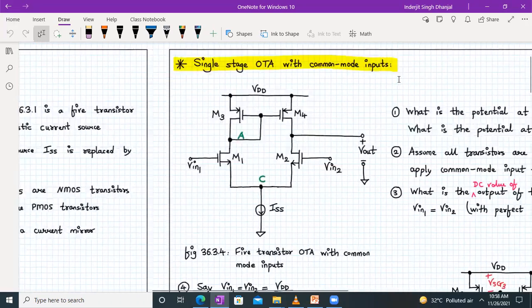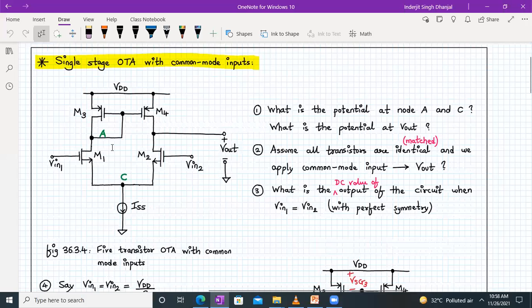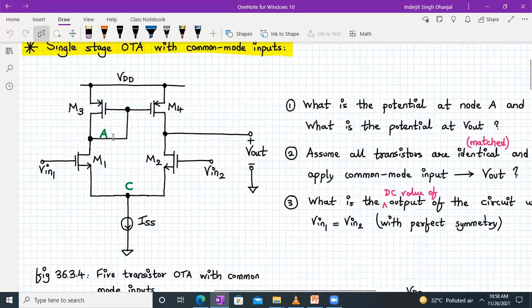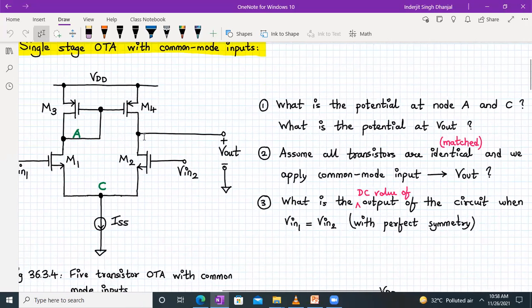Now let's move on to single stage OTA. That means this 5 transistor OTA only with the common mode inputs. What is a common mode input? Same input being applied at Vin1 and Vin2. That means your common mode input. And here additionally we are marking this as node A. So we are interested in finding what is the potential at node A and node C, or what is the potential at Vout, assuming all transistors are identical, they are matched in their parameters, right? And we apply a common mode input.